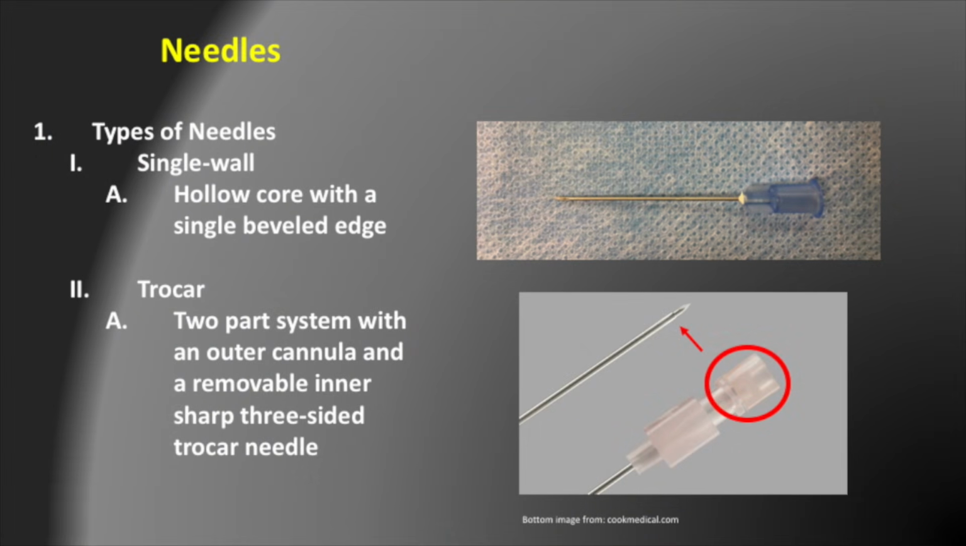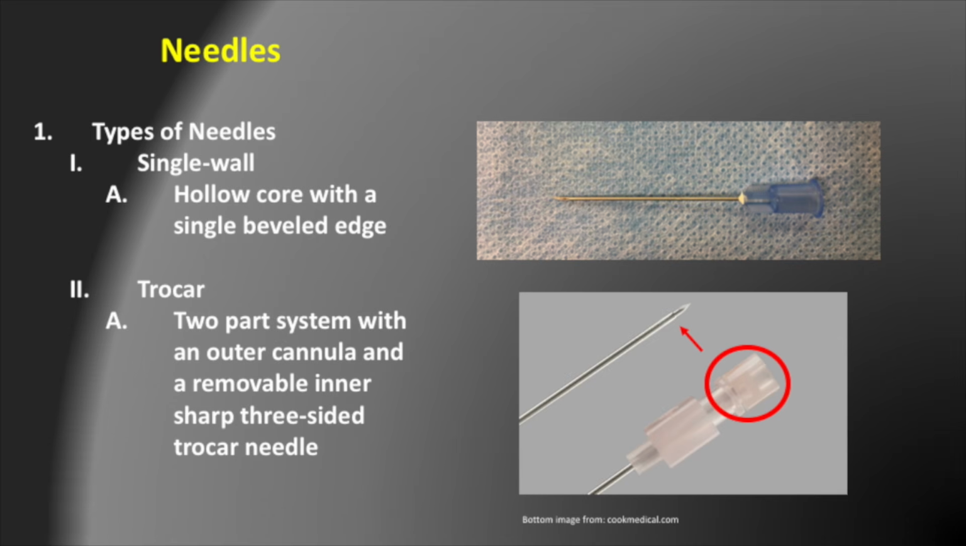Other than being broken up by gauge and length of needle, they can also be divided into two different types of needles, such as a single wall and a trocar style needle system. Starting with the single wall needle system, an example can be seen on the right top image. So this is a hollow core needle, and it has a beveled edge. You can attach different syringes and devices to the end, and then aspirate or inject different material through the needle.